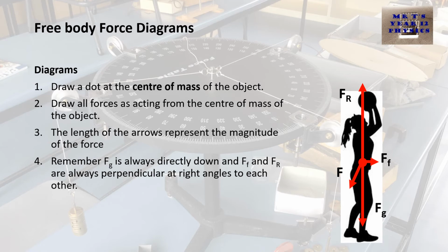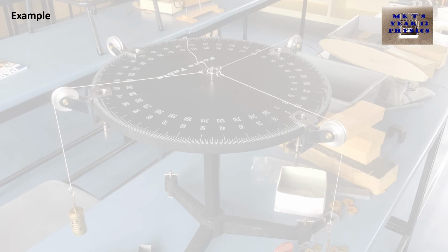FR and FC are always 90 degrees from each other. So just check that they're always perpendicular, or 90 degrees. Now remember, the reason for that is the R force is 90 degrees to the surface and the friction force is always parallel to the surface. Okay, so, example.